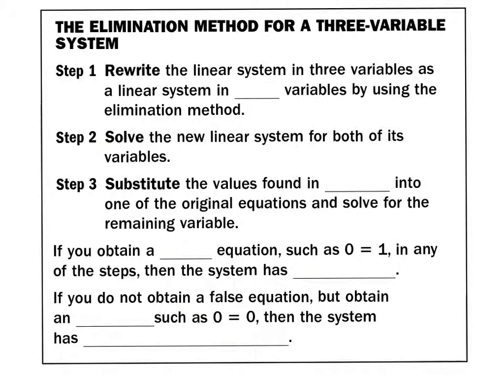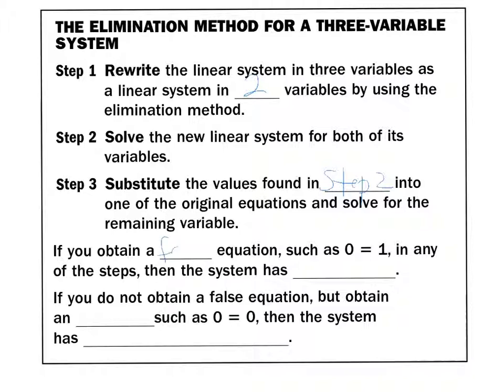Okay, using the elimination. This is about the same as elimination for a 2-variable equation, except we have to do it over again for the 3rd variable. So step 1, we're going to rewrite that linear system in 3 variables as a linear system in 2 variables. So we're going to eliminate one of those variables. And then we're going to solve for both of its variables, and then substitute the values found back in step 2 to solve for the remaining variable.